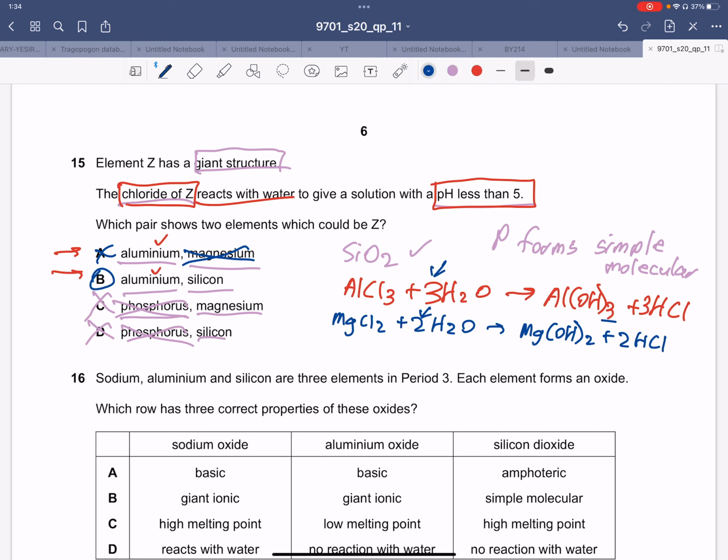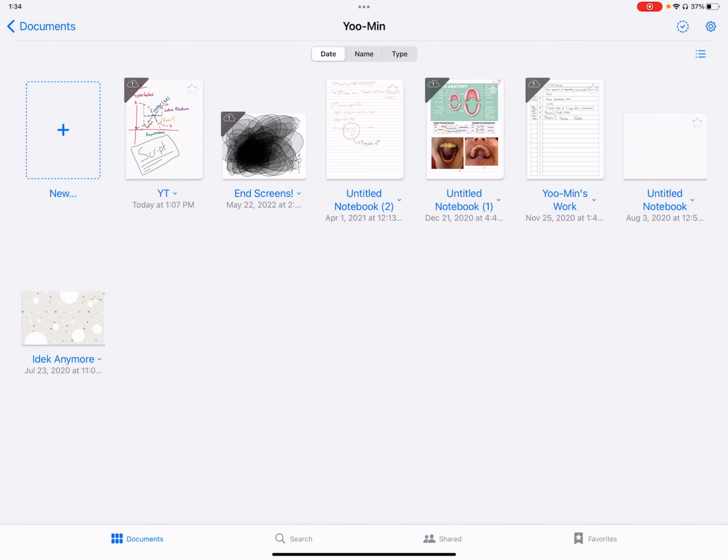So silicon would form an SiCl4 because actually, you know what? Let me pull up my data booklet right quick.